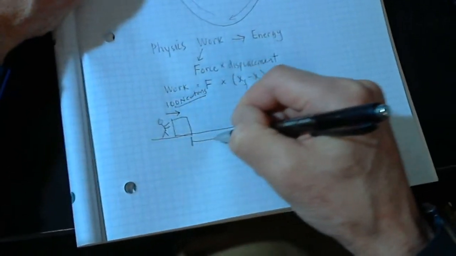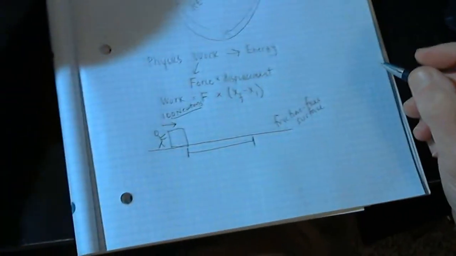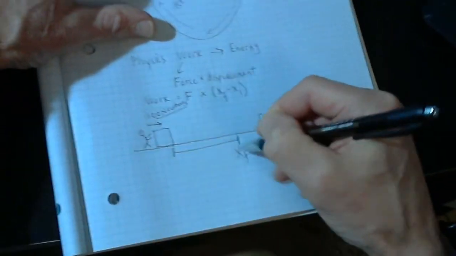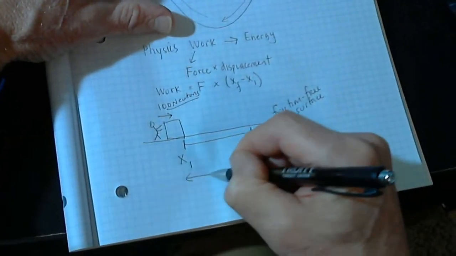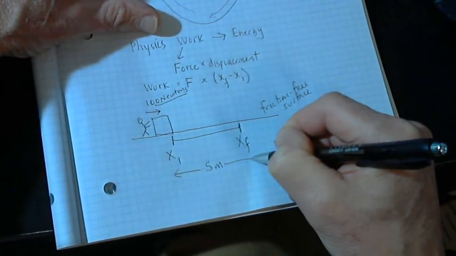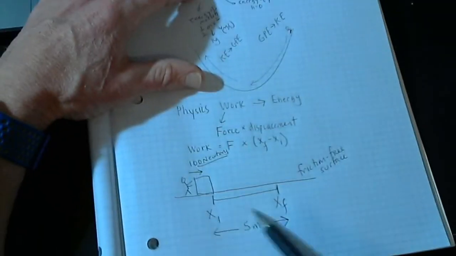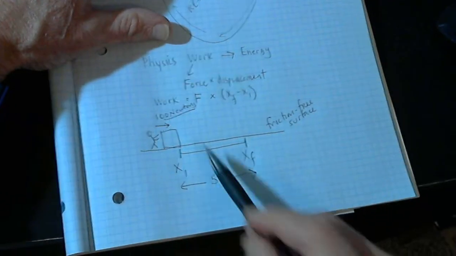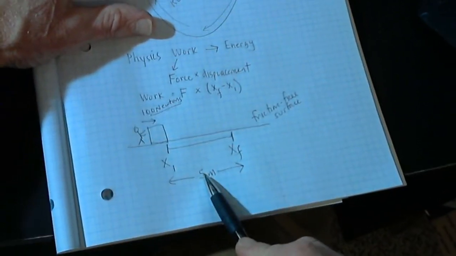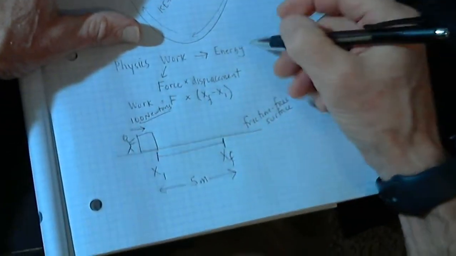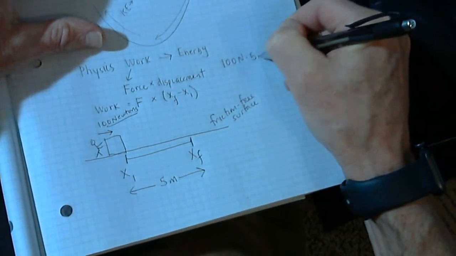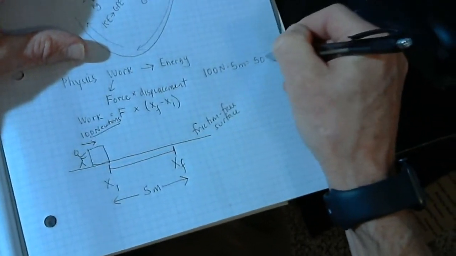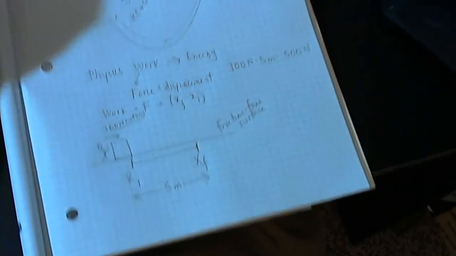And I start here, and I push it, then this would be x sub f, and this would be x sub i. And I push it for maybe 5 meters. That would be my displacement. So my force, when I multiply it by my displacement, I get work. In this case, I've got 100 newtons times my 5 meters, and that's going to be 500 newtons worth of work.